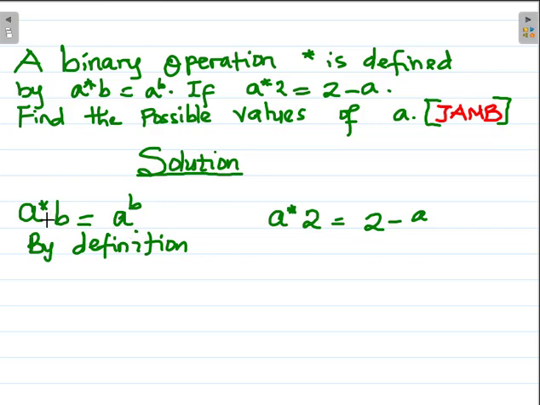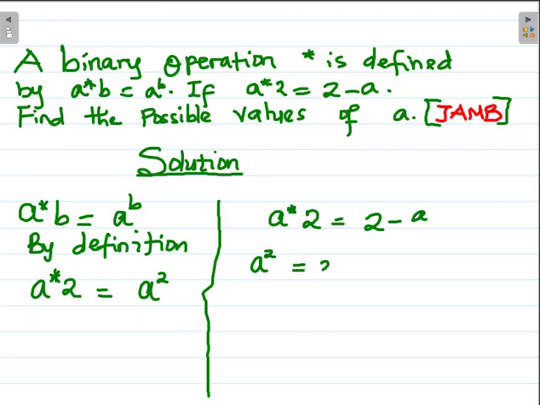Now, if we go by the definition of the binary operation, by what is given to us, A star 2 should be equal to A raised to the power of 2. So since that is the case, A star 2 is actually A to the power of 2. So this is A to the power of 2 is equal to 2 minus A.